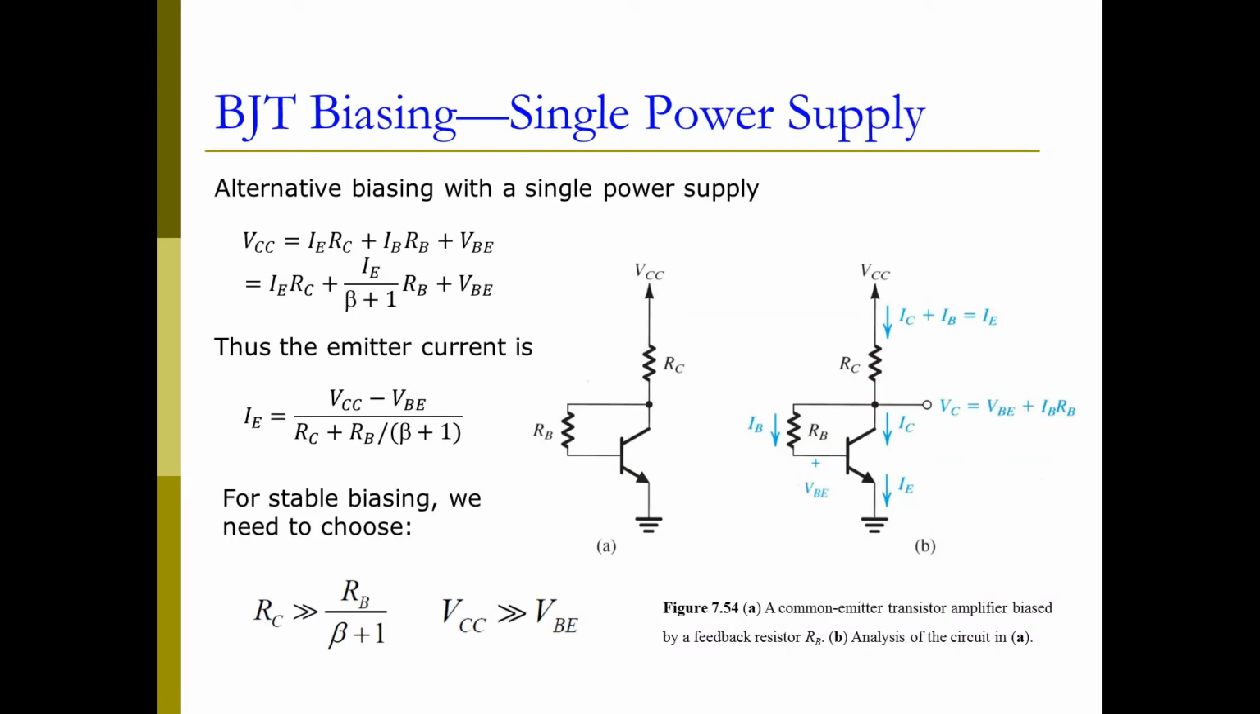Now here's another version of single power supply. Here we just put an RB directly connected between the collector and the base. If we apply a KVL from VCC through RC and then through RB and then the EBJ here, we will get this equation. From this equation, again we replace this RB by our RE, and we get the same thing as before. We can get the emitter current here. From this formula we can tell we still need this condition: RC has to be much larger than RB divided by beta plus 1, right? And also VCC needs to be much larger than our VBE here.